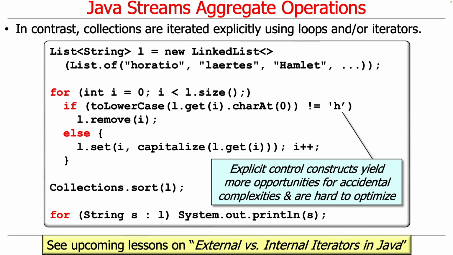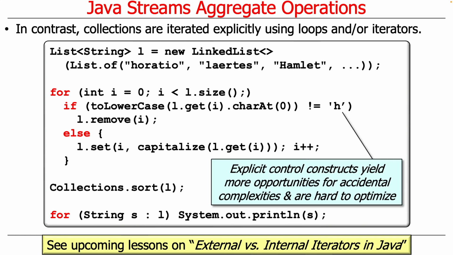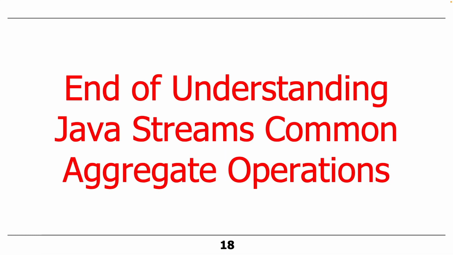So the other problem is it's very hard to optimize and parallelize this without a lot of extra surgery taking place. This is the same behavior that we see over here. It's just done in the more traditional object-oriented way. So that's the end of the discussion about common aggregate operations.